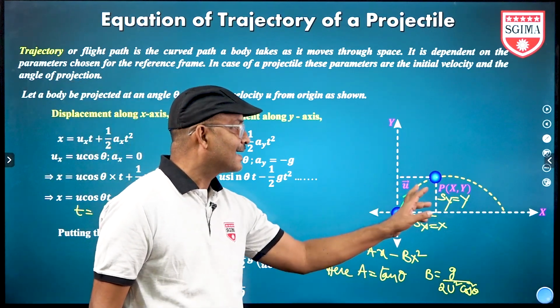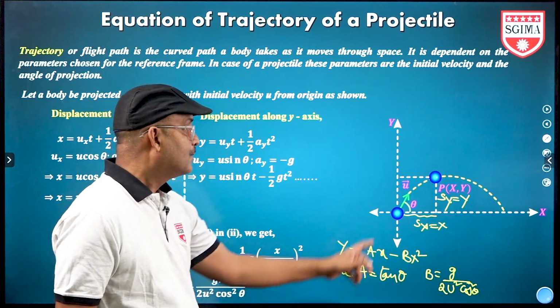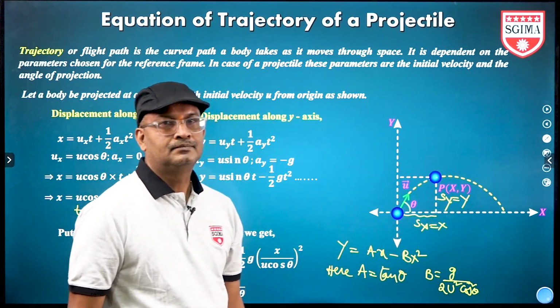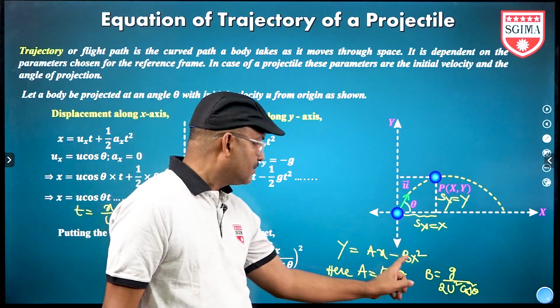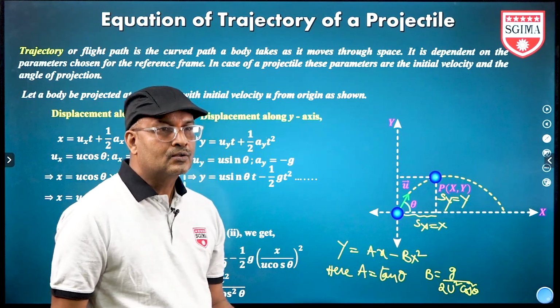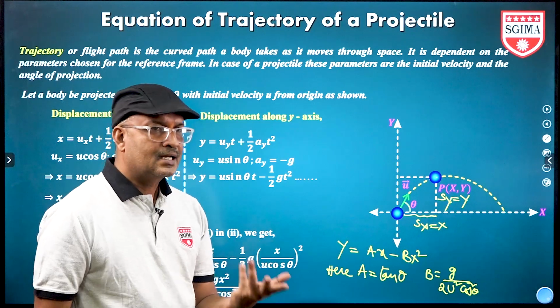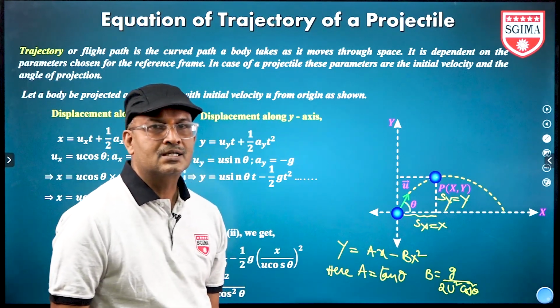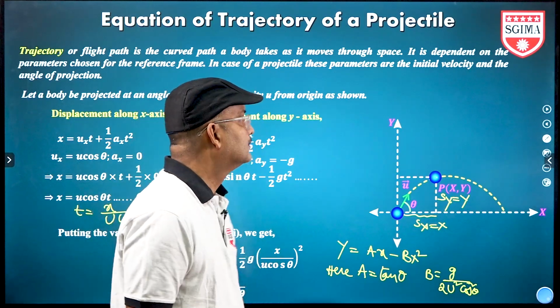So, the trajectory means the path. The path followed by a projectile is a parabola. It represents the parabola equation. y equal to mx represents a straight line equation. Similarly, y equal to ax minus bx square represents a parabola equation.